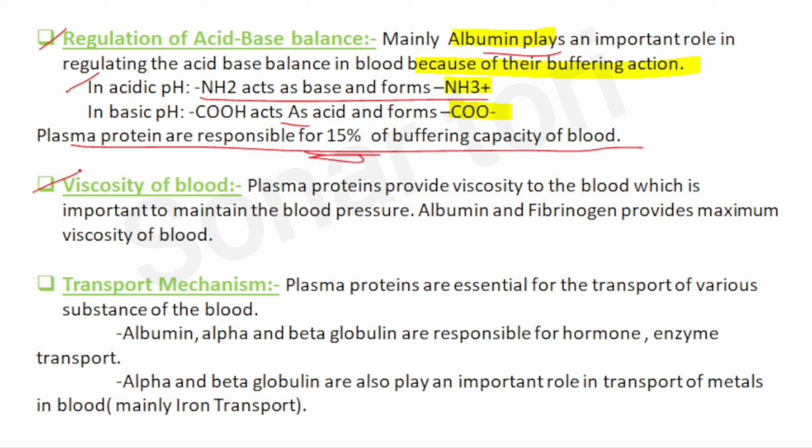Then viscosity of blood. Plasma protein provides viscosity to the blood, which is important to maintain the blood pressure. Albumin and fibrinogen provide the maximum viscosity of blood.